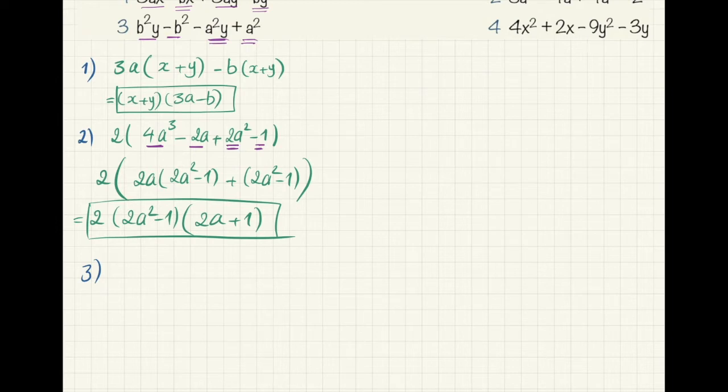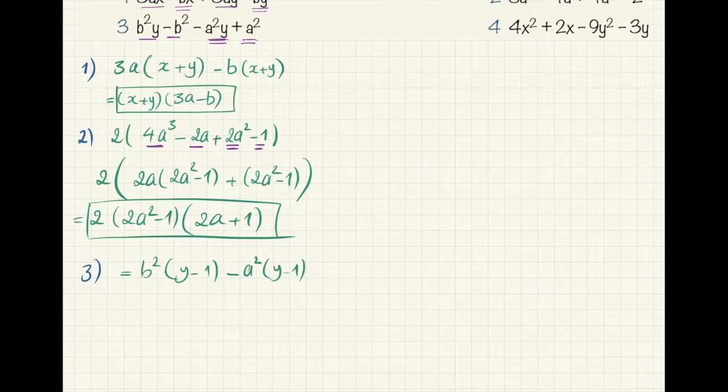between the first group, I factor b squared out, so it becomes equal to b squared times y minus 1. And between the second group, I will take minus a squared out, yes, because I want to have y minus 1 appearing. Otherwise, it would be 1 minus y, and then it would be with the wrong sign. So I took minus a squared out.